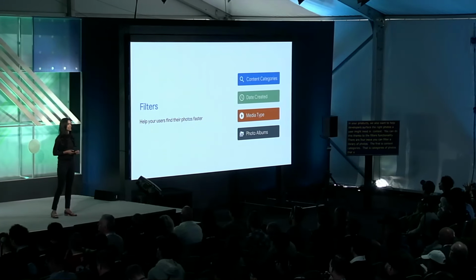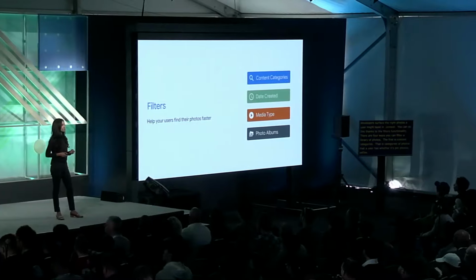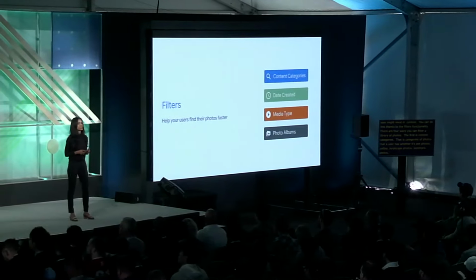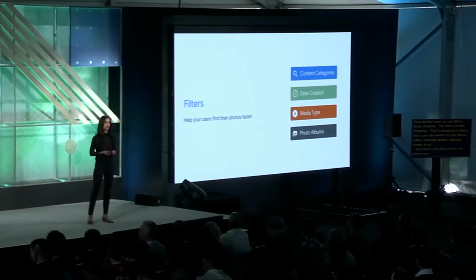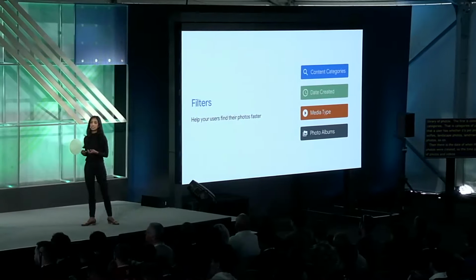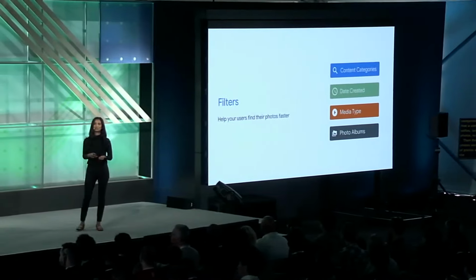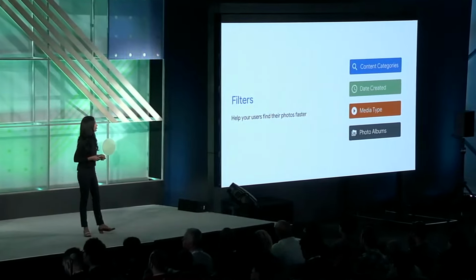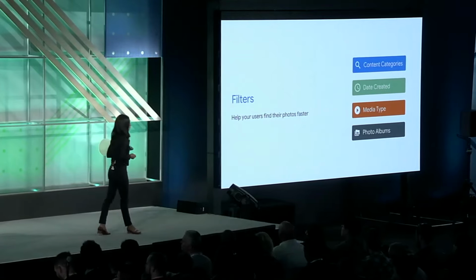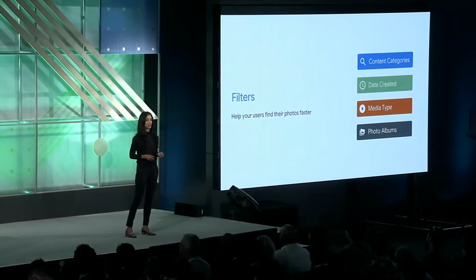The first is content categories. And that's categories of photos that a user has, whether it's pet photos, selfies, landscape photos, landmark photos, and so on. Then there's the date of when the photos were created, so the time period of photos and videos. And then there's the media type, so that's whether it's a photo or video or something else. You can pull those out too. And finally, a personal album a user already has created in their account.